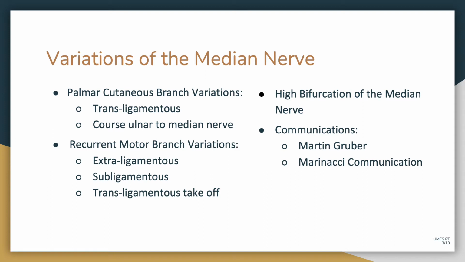So here are the variations of the median nerve that we will be going over in this module. We will begin by talking about the palmar cutaneous branch variations, then we'll talk about the recurrent motor branch variations, and then we'll talk about the high bifurcation of the median nerve and communications that may arise in the forearm.